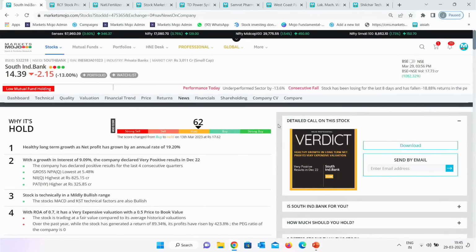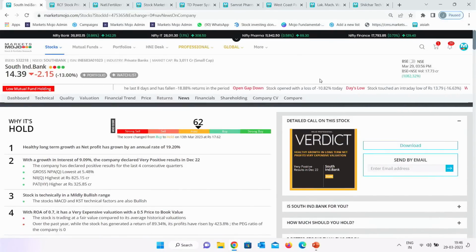On Markets Mojo, currently the score is 62, at hold. Now you have to understand that one day movement should not decide your entire stock picking approach. If the company continuously fails to find a particular MD, then it would be a problem. But currently at minus 13%, it's a major sharp fall. Now this is sad because today small cap has gone up, but this particular stock has gone down.